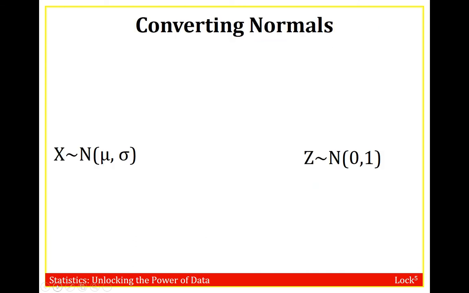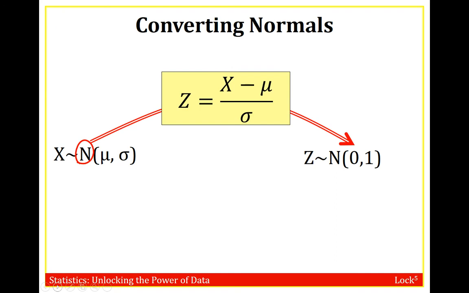Converting normals. Let's say that we have something which is normally distributed, and I want to convert it. If I want to convert something to a standard normal distribution, I use the formula we just did. I take x, subtract mu, and divide by the standard deviation. Have this formula on your formula sheet. It is on there, and I will refer to it later.